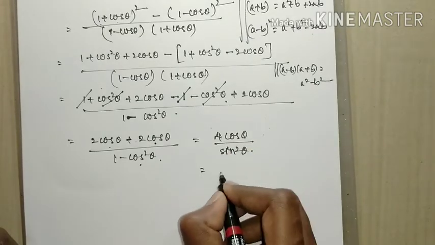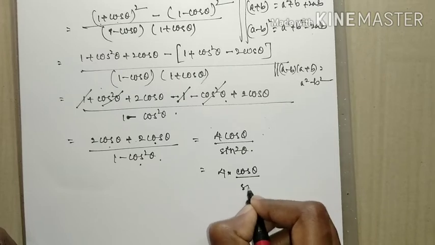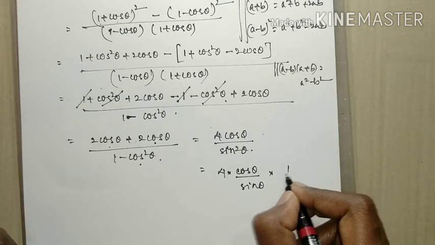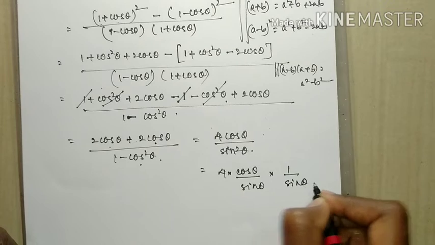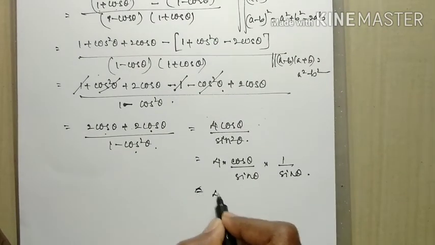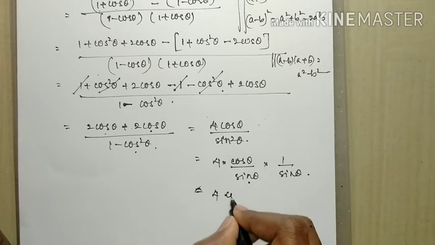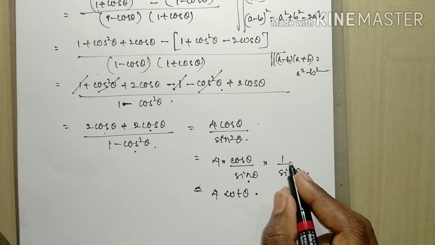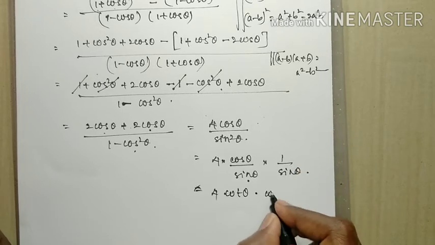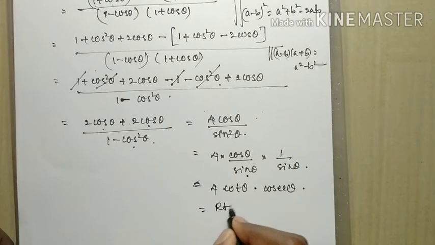So now this you can write 4 into cos theta by sin theta into 1 by sin theta. We can write in this form. So now that equals 4 into cos theta by sin theta, which is cot theta. So reciprocal of sin is cosecant theta. So this is the RHS part.